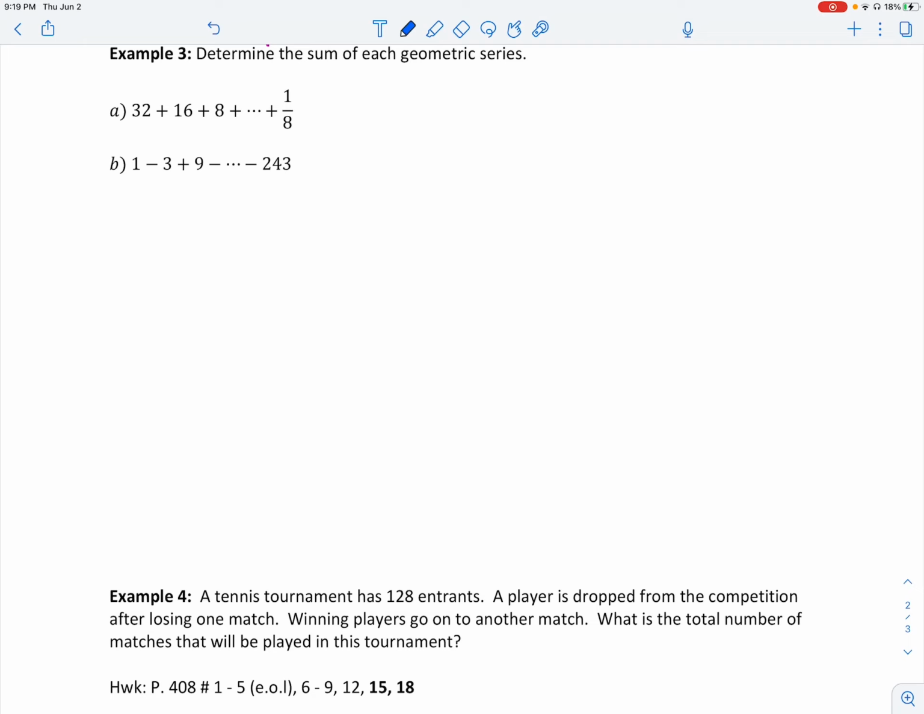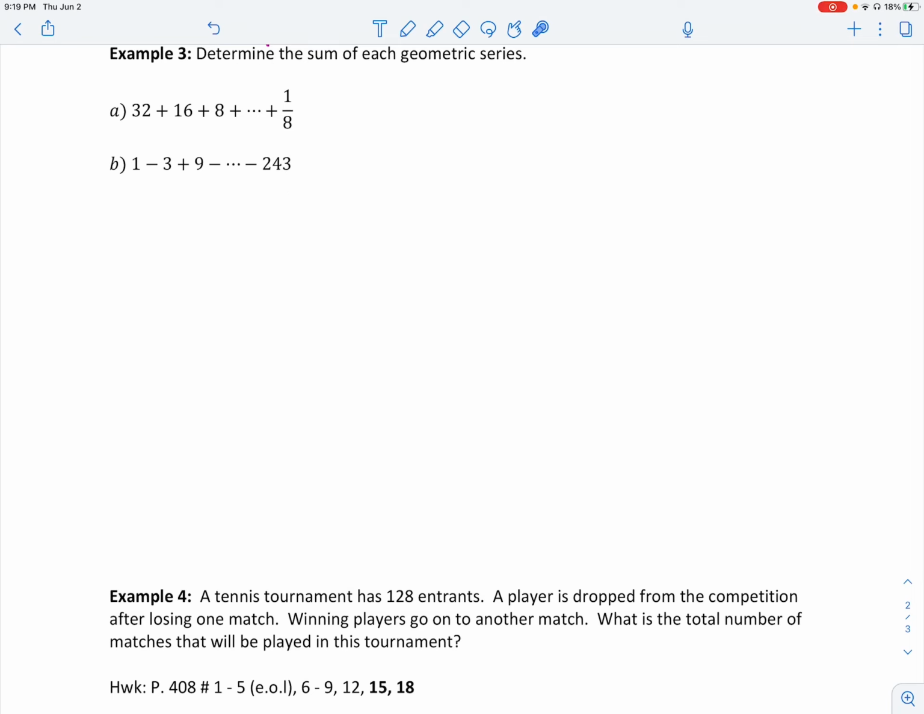In this example, we're going to look at example number 3. It says determine the sum of each geometric series. So all these questions are similar. We usually ask to find the geometric series. What makes each one different is the information that's given in the question.